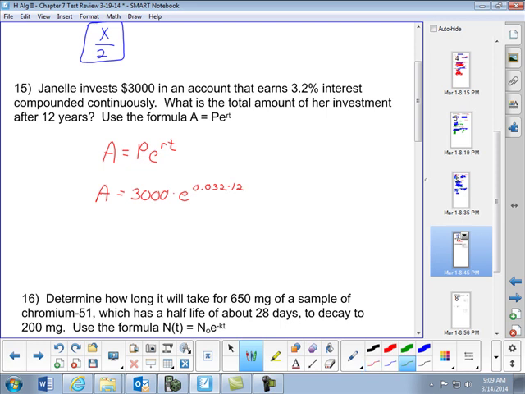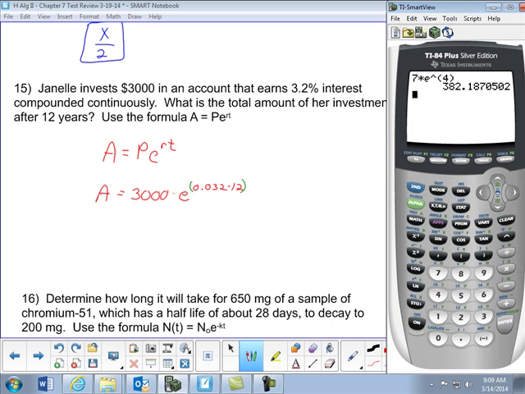Now, the biggest mistake that you guys will make on this one is you absolutely have to have parentheses around the outside of both of those because it's raised to this product. It is not raised to this and then multiplied by 12. Okay, so go back to our calculator. We're just going to type in 3,000 e to the 0.032 times 12. Close those parentheses, enter.